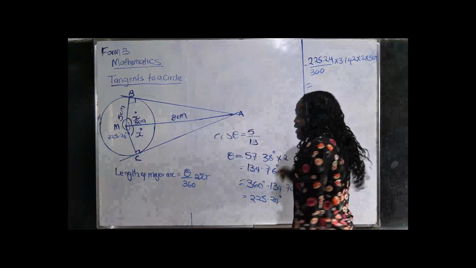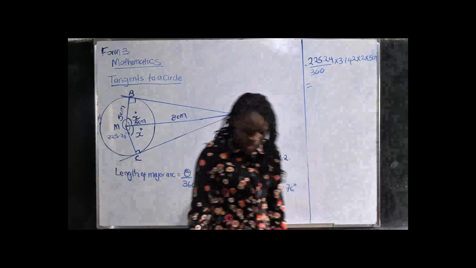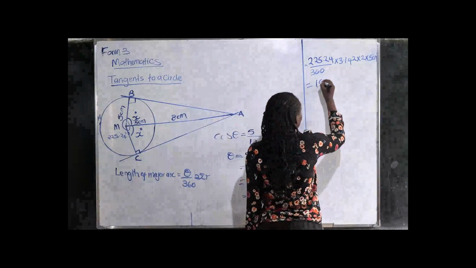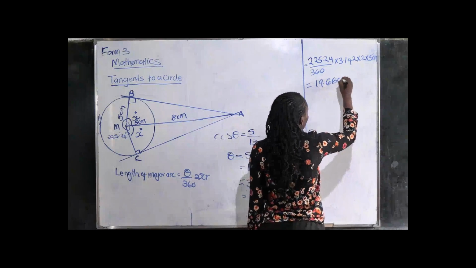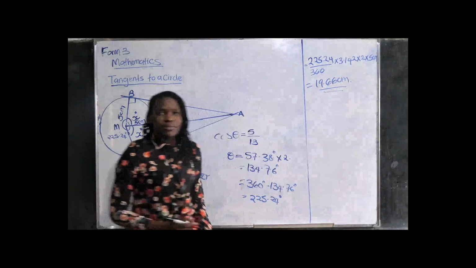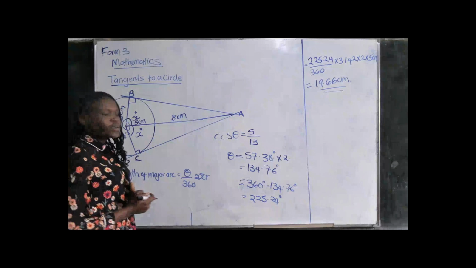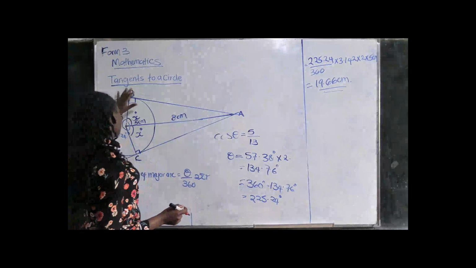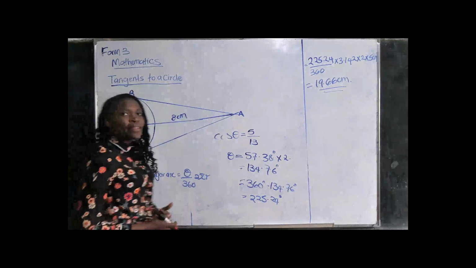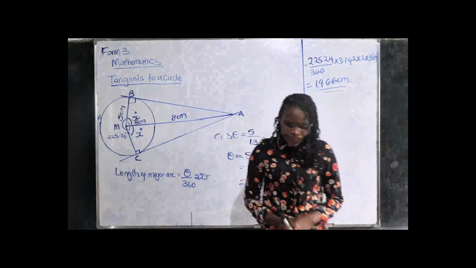If we multiply that, we will get our answer as 19.66 centimeters. That is now the arc length of this part over BHC. That is now the arc length of BHC.